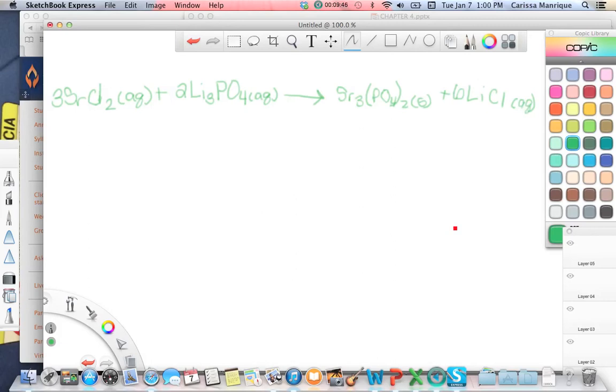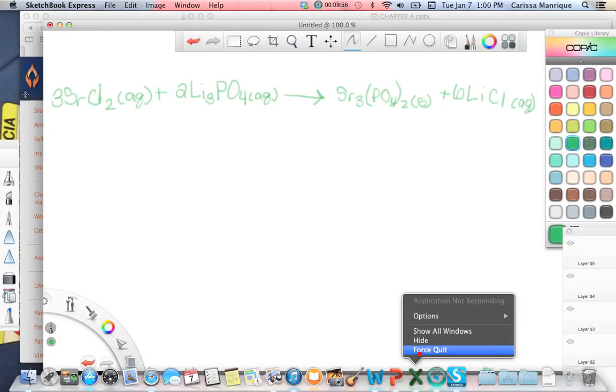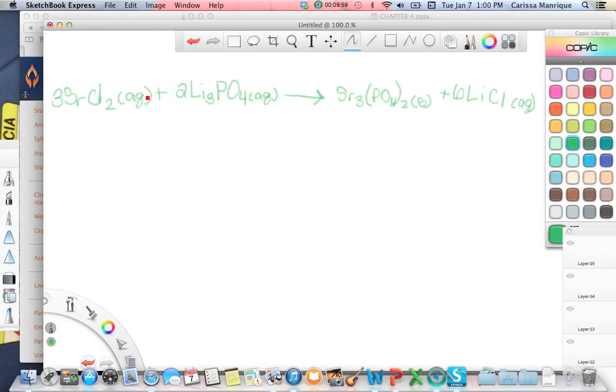Okay, and how you do this, the net ionic equation is, after you cancel everything out. So do you see everything that says aqueous? That means it's going to break up into its ions, okay?